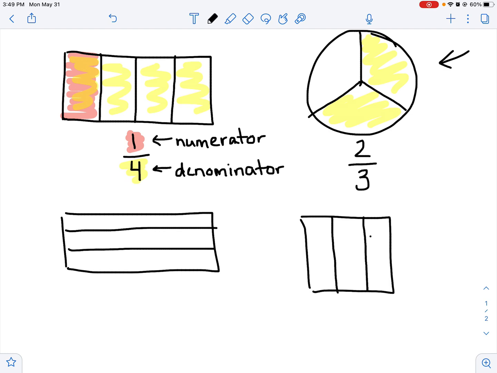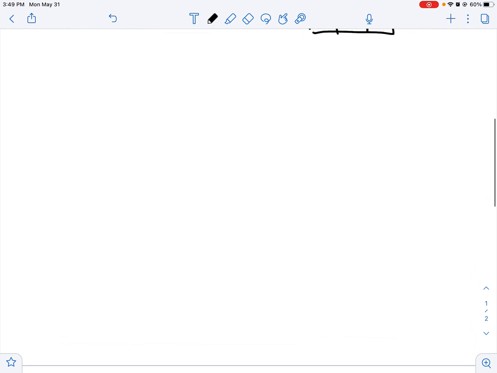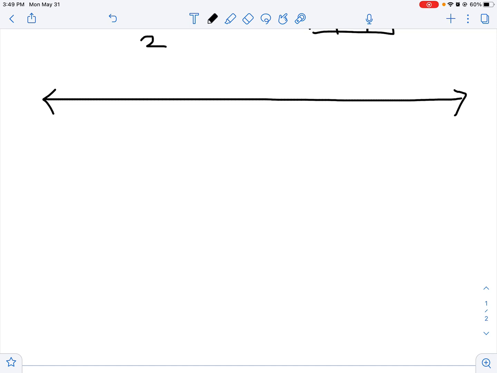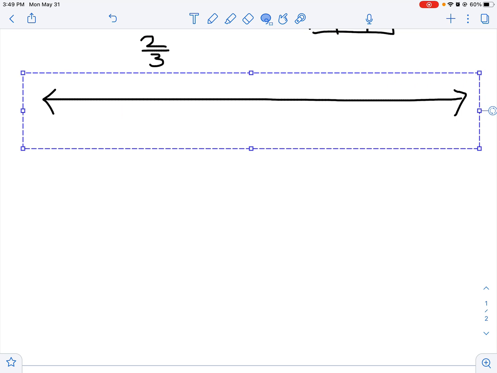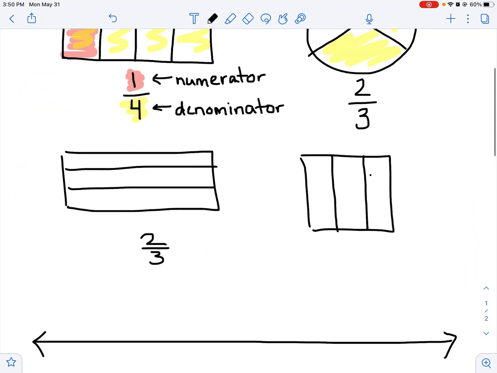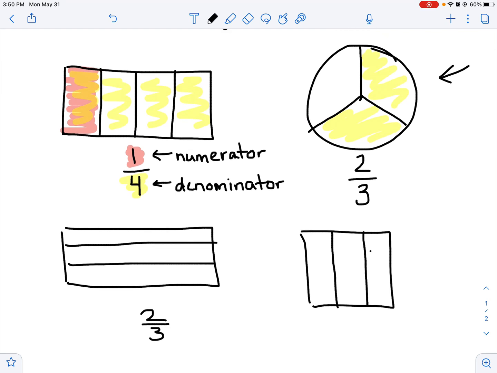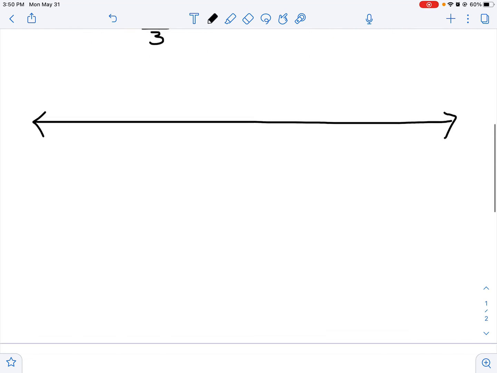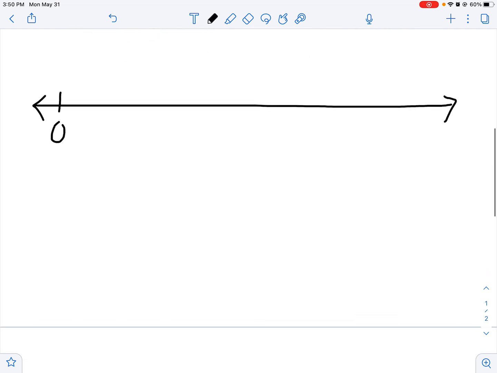To show the same thing on a number line, you're going to think about your end points. Let's say we wanted to show 2/3 on a number line. The first thing you want to think about is what whole numbers 2/3 is in between. If we look back up here at our 2/3, it's not a whole circle, right? It's only 2 out of 3 parts of a circle. So we know it's got to be between 0 and 1 whole because we know it's less than 1 whole.